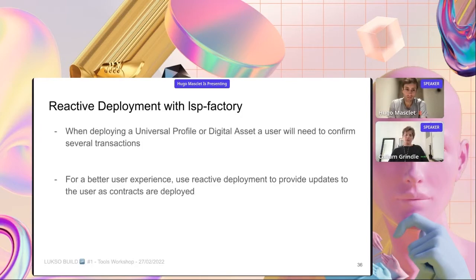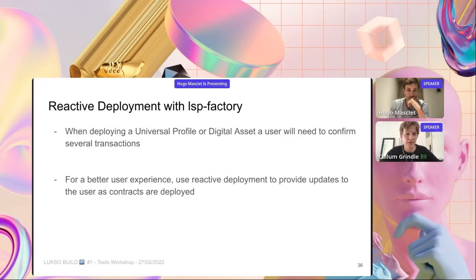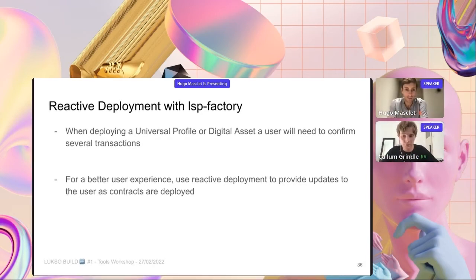And the last feature I'll discuss just now about LSP Factory is reactive deployment. What we've been discussing is deploying these smart contracts for universal profiles and digital assets from our browser, from the front end. Now, to deploy a universal profile, there are a few transactions involved. There are 3 smart contracts, which I've described, and each of those smart contracts needs to be hooked up in a certain way, and each of those steps takes a transaction to set up.